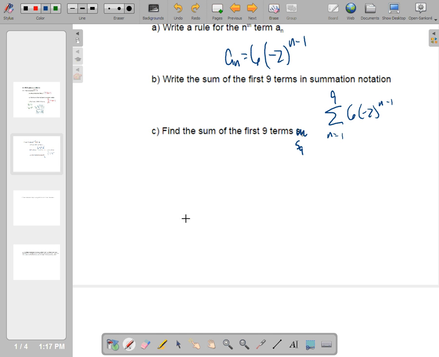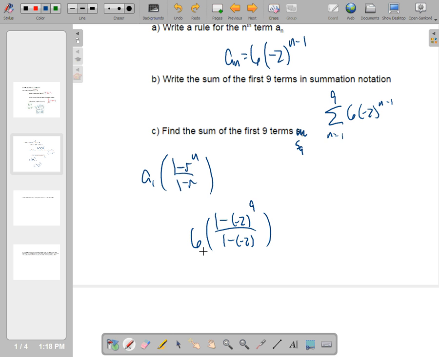A geometric series has the formula a1 times 1 minus r to the n, over 1 minus r. So a1 is 6, 1 minus r to the n, the ratio is negative 2, and we're finding the first 9, over 1 minus negative 2.